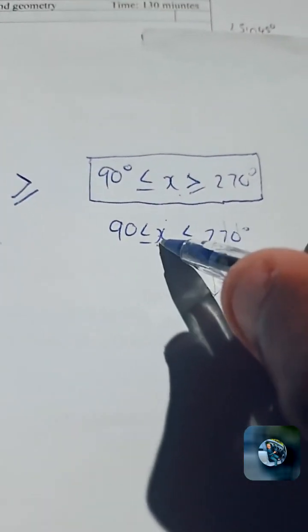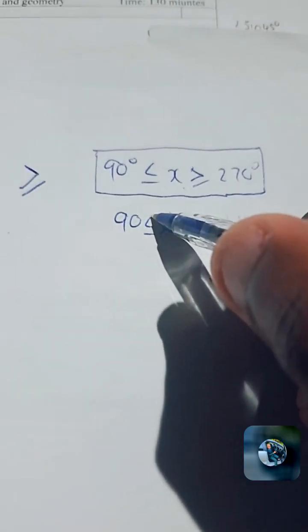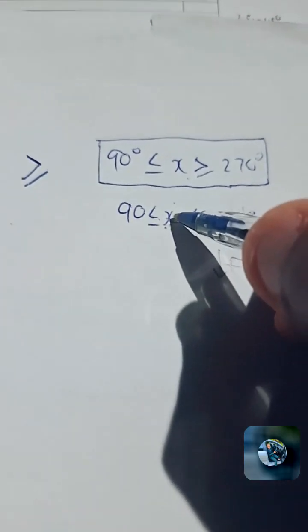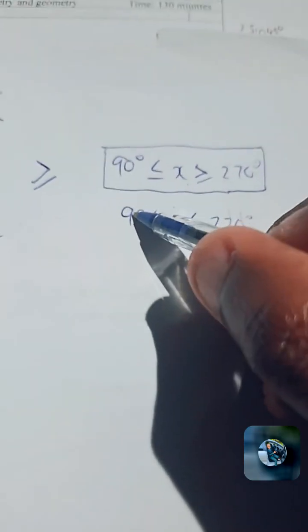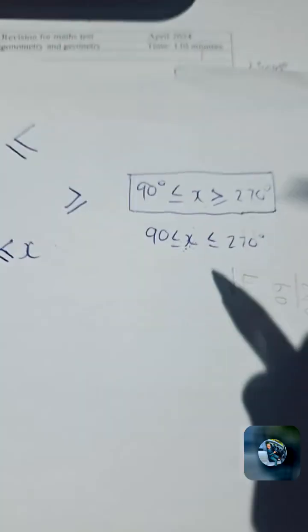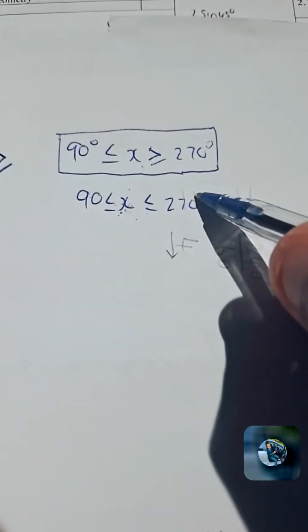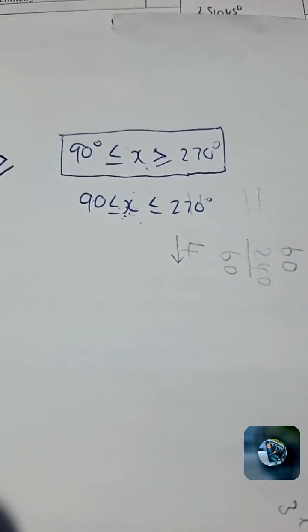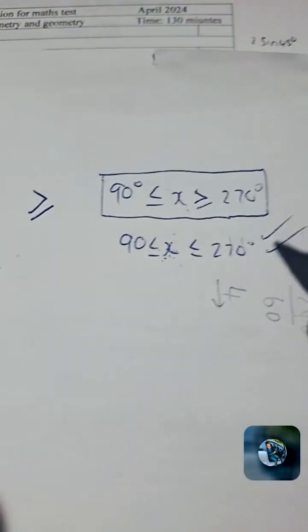This is the correct answer, this one. Since this symbol, you are reading from right to left. We say x is greater than or equal to 90, but less than or equal to 270. Oh, okay, now I see. Thank you, sir. So you can write your answer in this way.